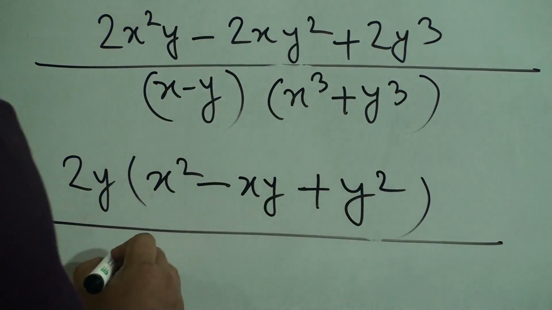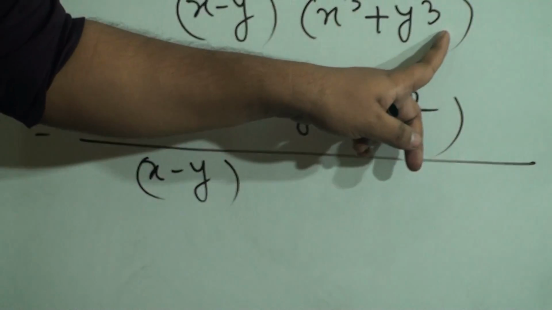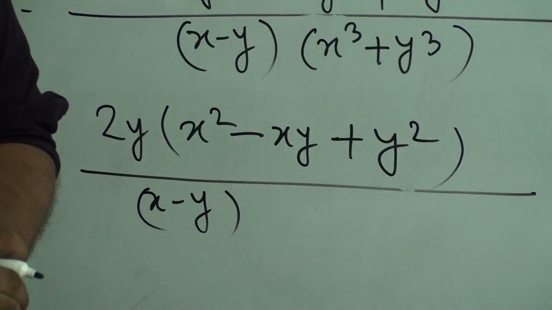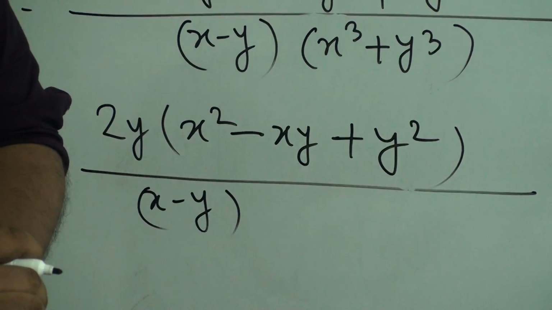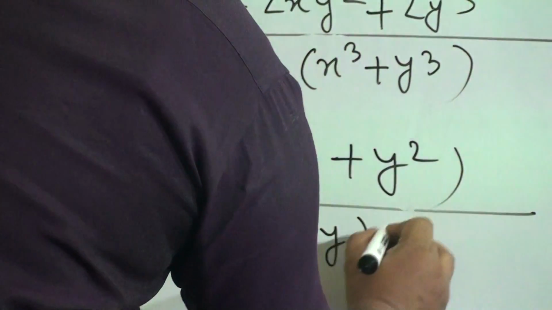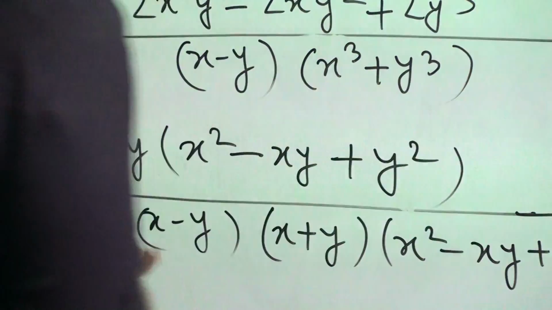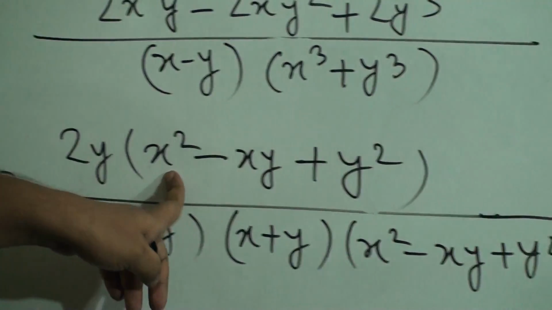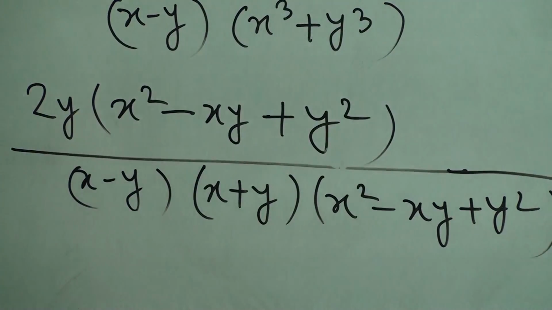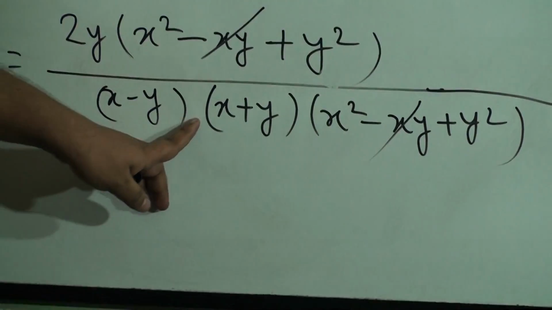Okay, after that we write x minus y, and now please notice x cube plus y cube, and what is its formula? Its formula is x plus y into x square minus xy plus y square. So we write that formula, x plus y into x square minus xy plus y square, and this time notice this x square minus xy plus y square and x square minus xy plus y square are cut, and left twice y and x minus y into x plus y.